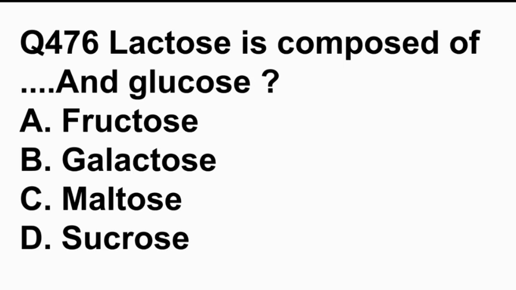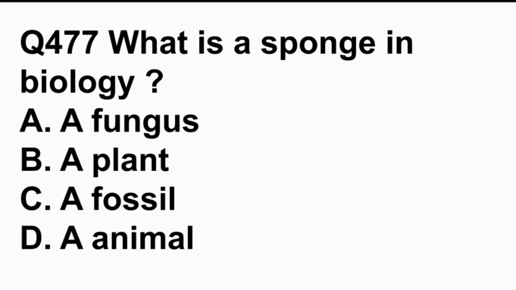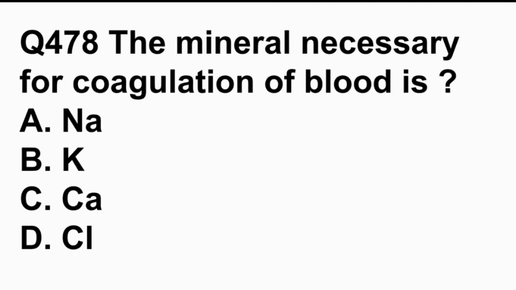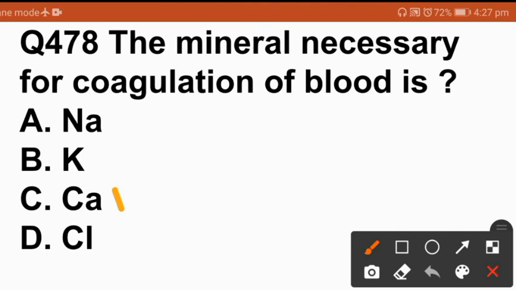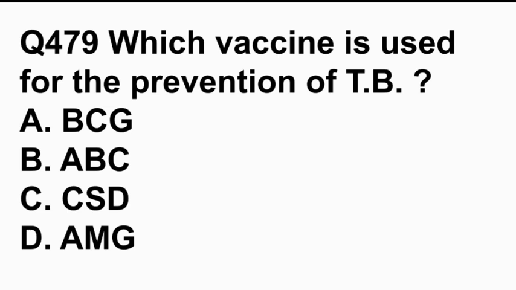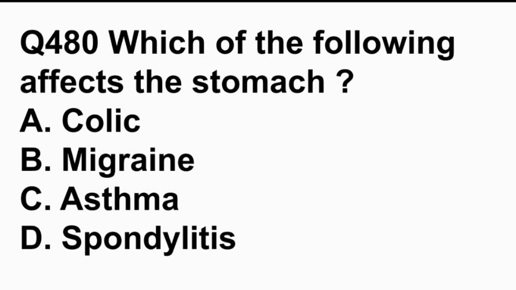Lactose is composed of blank and glucose. B. Galactose. What is a sponge in biology? A. A fungus. The mineral necessary for coagulation of blood is C. Calcium. Which vaccine is used for the prevention of TB? A. BCG. Which of the following affects the stomach?